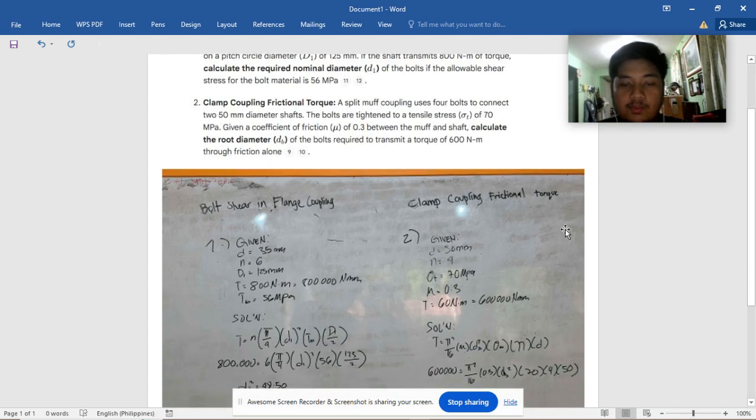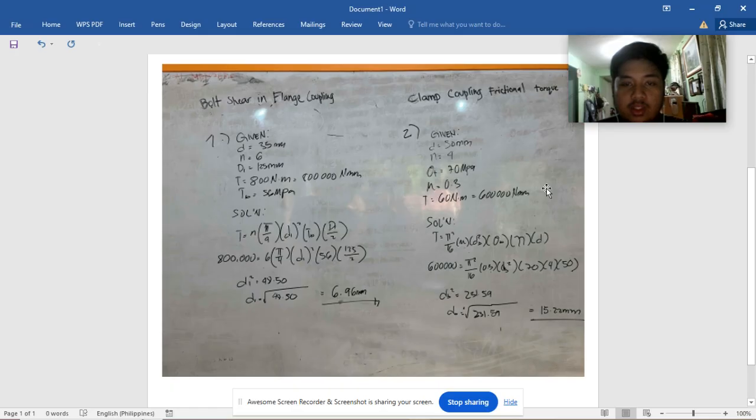So here's again the solution. Given diameter is equal to 50 millimeter, number of bolts is 4, stress is equal to 70 MPa, coefficient of friction is 0.3, our torque is 600 Newton meter, convert it to Newton millimeter and you'll have 600,000. Solution, again, the formula will be pi squared over 16 times coefficient of friction times D squared times stress times n times db, and substitute all the values and you'll have the final answer.